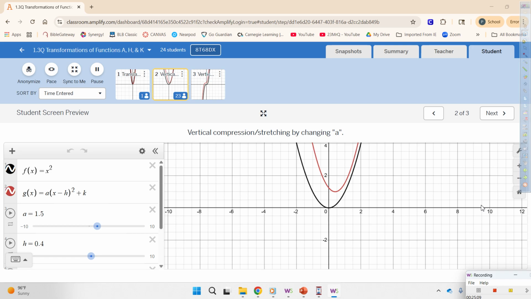Tell your neighbor what happens when A is all positives, but then what happens when it starts getting into decimals, and then what happens when it becomes negative. Tell your neighbor, please. What happens to A? What happens to A?